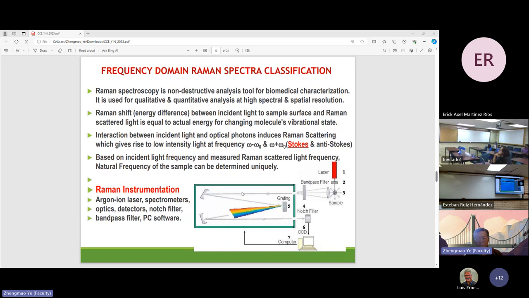Now take a look at the Raman instrumentation. An argon laser has been used together with the spectrometer, optics, detectors, notch filters, and bandpass filter, as well as the PC software.